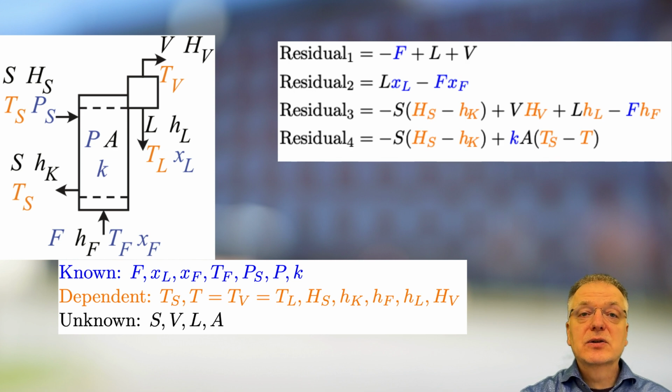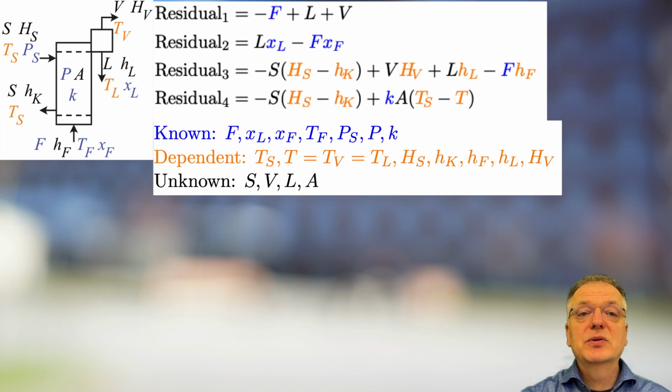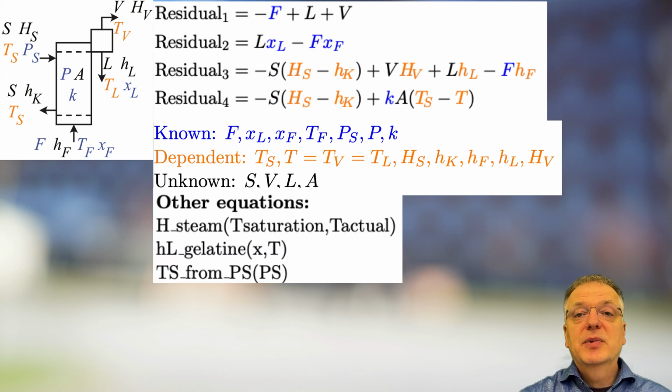As we will need many guesses to find the solution, we put the equations into a separate routine. We will, as stated above, also need equations or routines for calculating enthalpies. In this case, we have provided 3 routines for you on the course web. HSteam for calculating enthalpy of steam, TS from PS for calculating the steam condensation temperature from the steam pressure, and finally HL gelatin for calculating enthalpy of liquid solutions of gelatin. The task states that we can assume all liquids to have the same enthalpy as pure water, but by moving this assumption into a separate routine, we can easily change that assumption later if we want to.